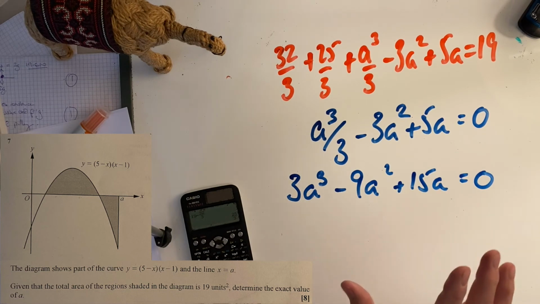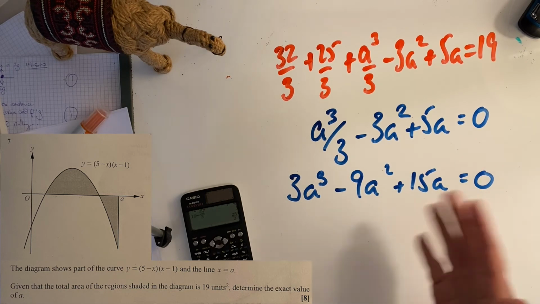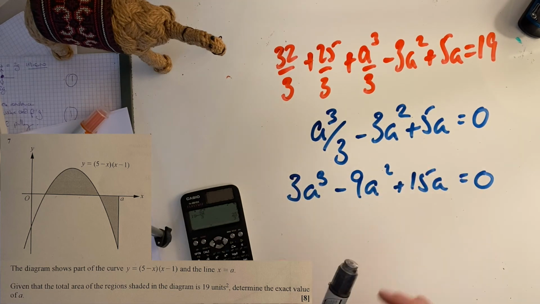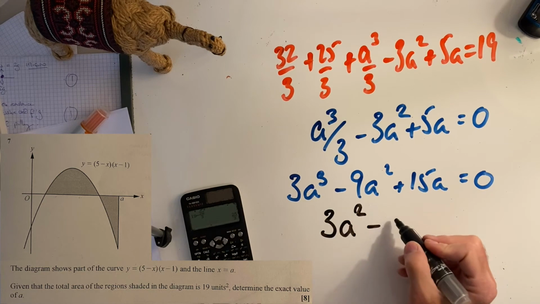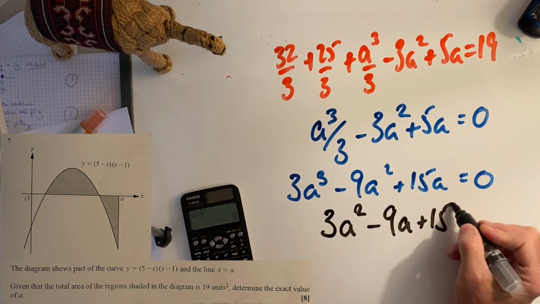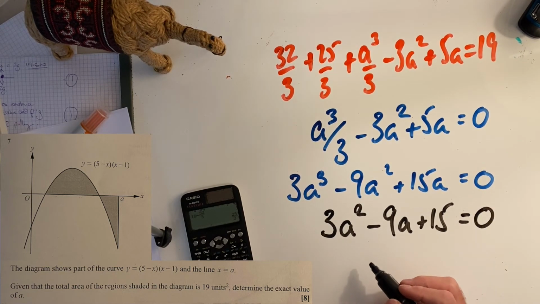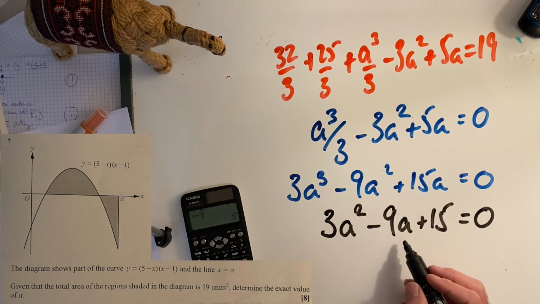I know that a can't be 0. Or sorry, a can equal 0, and that gets rid of that. But if you look at the question, it can't be 0. So therefore, divide everything by a, and you get 3a squared minus 9a plus 15 equals 0. And then what can I do here? I can divide everything by 3. Can I divide everything by 3? Why don't I do that there?